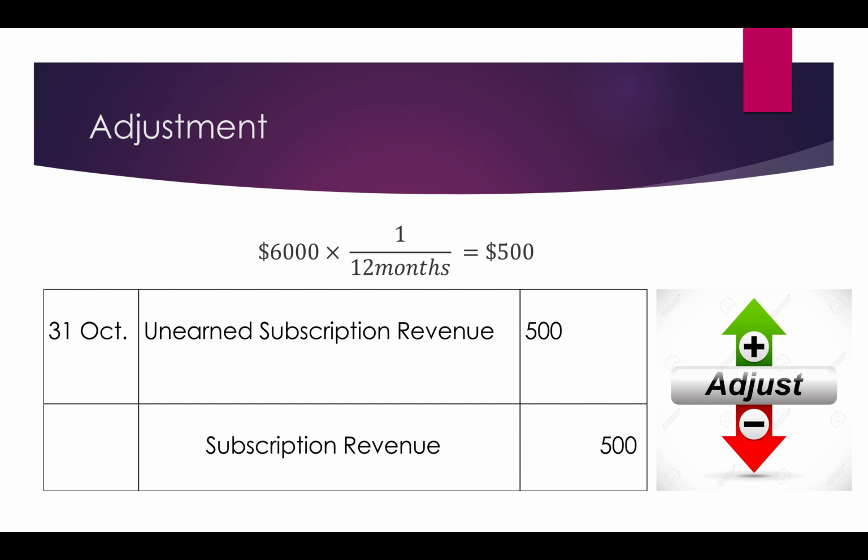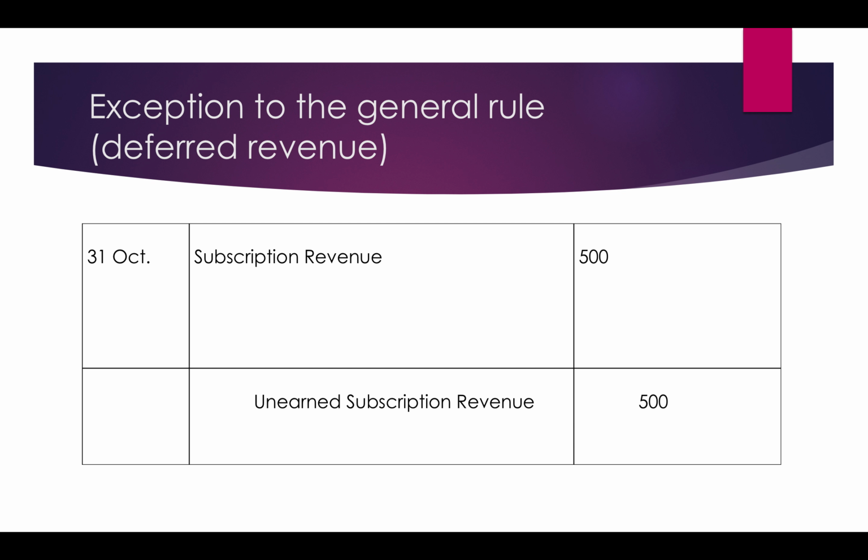The general rule for deferred revenues is that there should always be an increase in the liability account for the amount received. But there is an exception to that rule, where the revenue account may be credited instead. Using the same example as above, our adjusted entry will look like this, where there is a debit of 500 in the subscriptions revenue account and a credit of 500 in the unearned subscriptions revenue account.